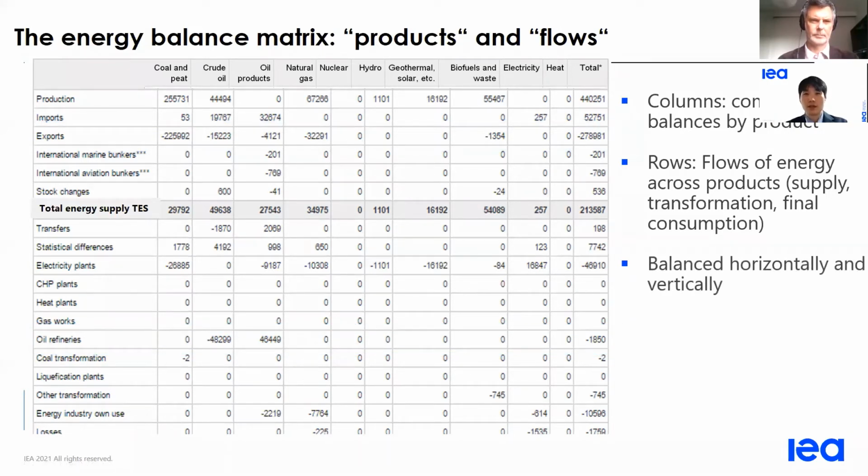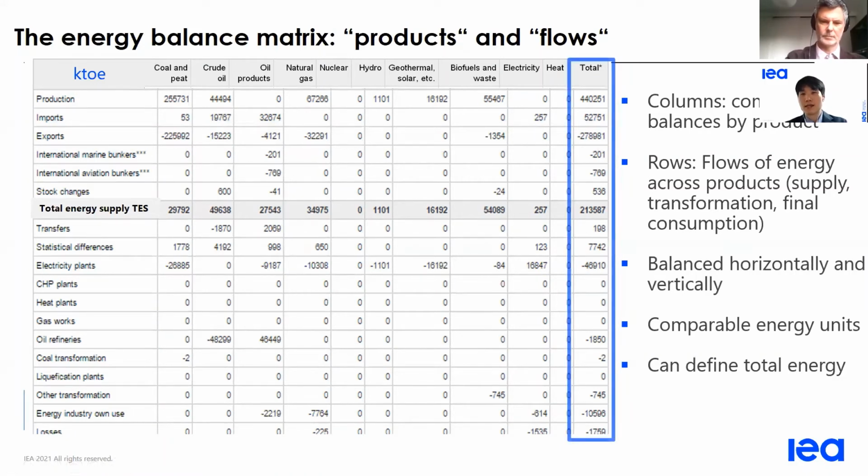And the most beautiful thing about this energy balance is that it is arithmetically balanced, horizontally and also vertically. So we can read horizontally or vertically, and we observe that all the numbers here are balanced out at the end of the day. And for comparability, we used one single unit here. In this case, we used the KTOE, kilotons of oil equivalent, to compare each product and each flow simultaneously. And the last point: there is one column called total, and it defines the total energy. This is very important information, especially when you derive further indicators; you can use this total column as key information.